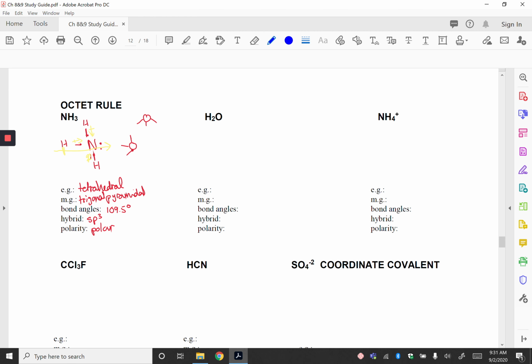Okay, let's look at H2O. Oxygen has 6 valence electrons, and we need to bond it to 2 hydrogens. Here's 1 and here's 1. There are 4 areas of electrons, so that automatically makes it a tetrahedral for the electron geometry. The bond angles are 109.5. The hybrid is sp3. And then for the geometry, we have the oxygen with 2 things coming out at 109.5, so that's a bent or an angular.